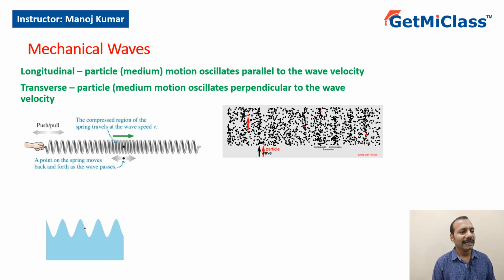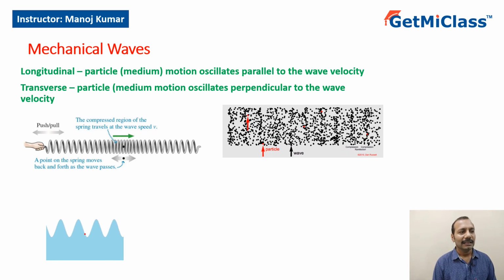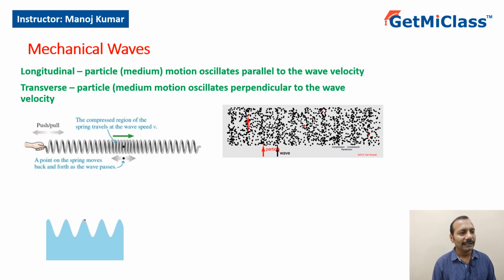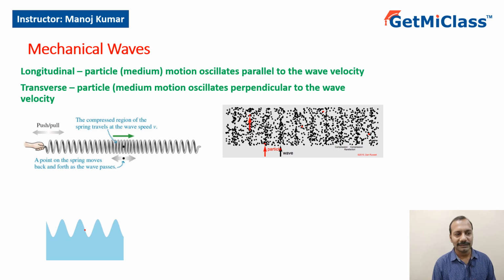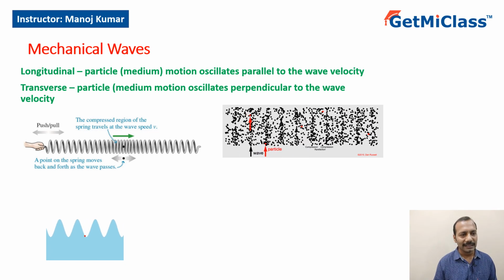Now these mechanical waves are further classified into two categories. They are longitudinal waves and transverse waves. In longitudinal waves, the medium particles oscillate parallel to the direction of propagation of energy, that is, the direction of motion of the wave. So how is the energy being transferred? Like here you can see, this is an example of a longitudinal wave.